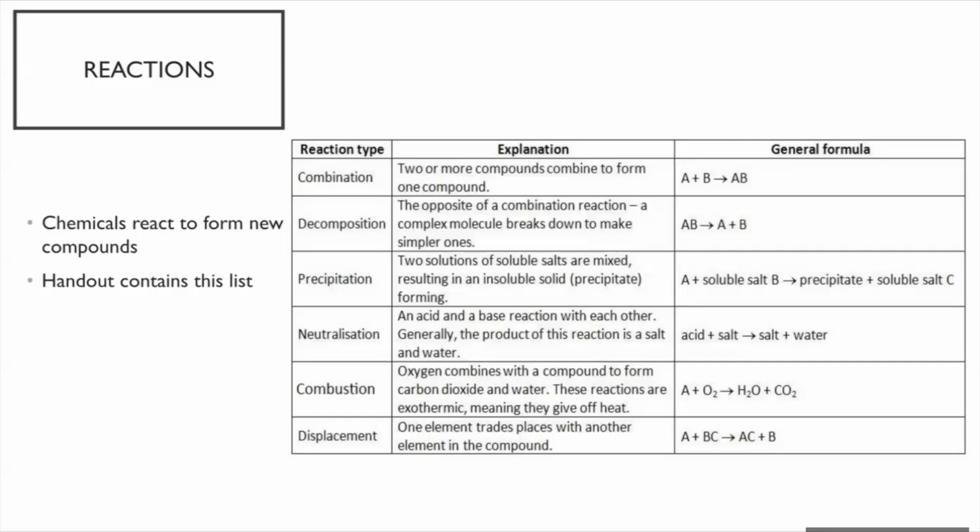A decomposition reaction is the opposite of a combination reaction. A complex molecule breaks down to make simpler ones. So AB yields A plus B. It's just the combination reaction flipped. Precipitation reactions are when two solutions of soluble salts are mixed, resulting in an insoluble solid or precipitate forming. This formula can look like A plus the soluble salt B yields precipitate plus soluble salt C.